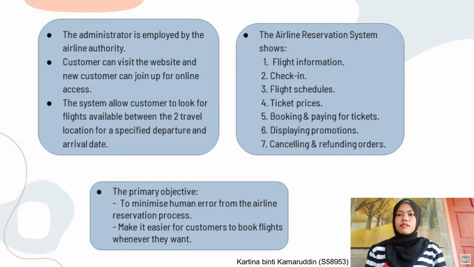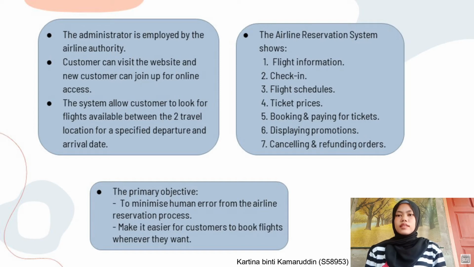The system allows the customer to look for flight available between the two travel locations for a specific departure and arrival dates. The system shows all flight information such as check-in, flight schedules, ticket price, booking and paying for tickets, displaying promotion and cancelling and refunding orders.